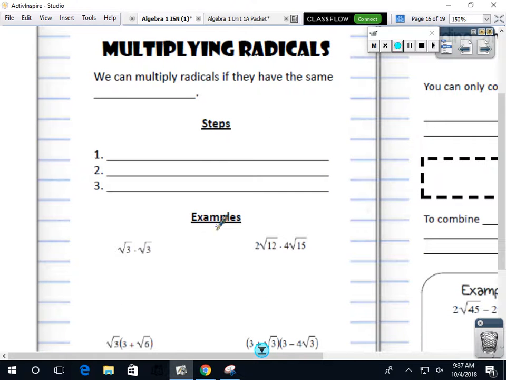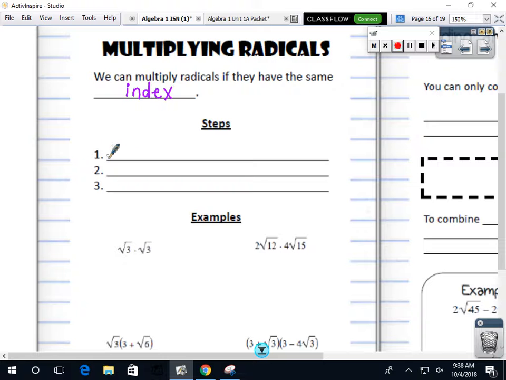Whenever it comes to multiplying radicals, we can multiply them if they have the same index. So kind of like adding and subtracting, but a little bit easier, because with adding and subtracting, they had to have the same index and the same radicand. Whereas with multiplying, they just have to have the same index. It doesn't matter about their radicand. So in my opinion, multiplying is a little bit easier because you just basically multiply the outside numbers together and the inside numbers together and then simplify.